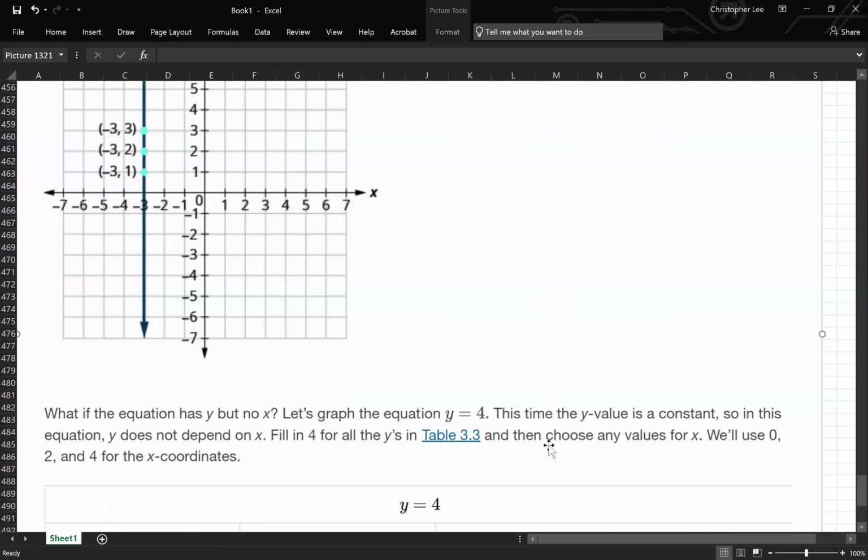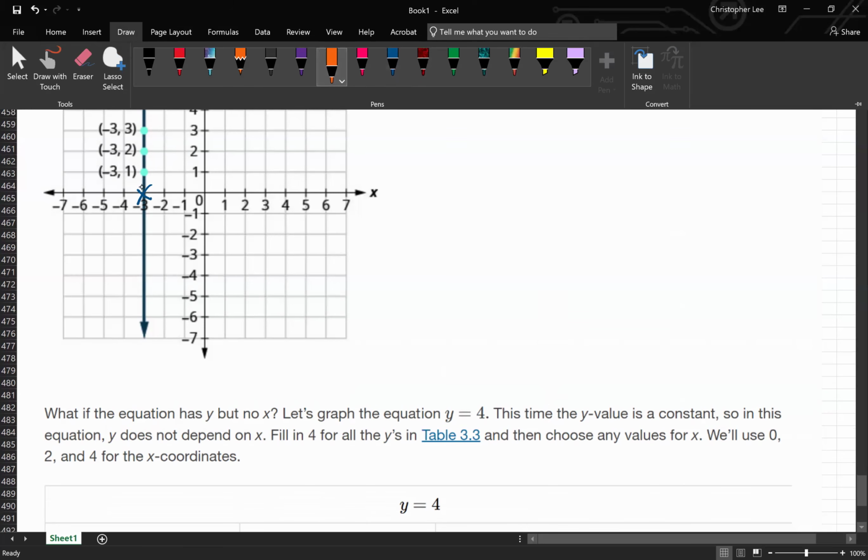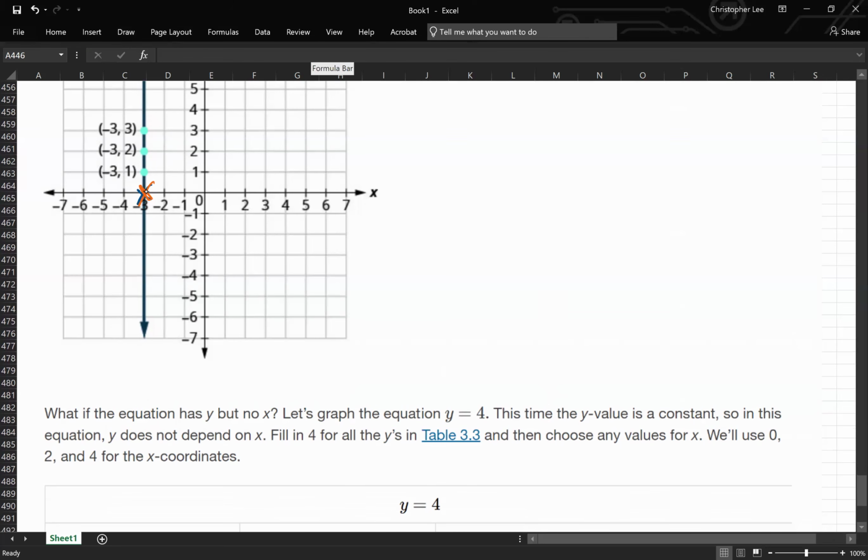You can plug in 0. You could plug in 0, -3, comma 0. That's fine. Yeah. That would be a point right here. Right? Well, on the x-axis, right? Let me do it in orange so you can see. Right? It would be on the x-axis right here. This would be -3, comma 0. That's another point. Yeah. Any y value you want, you could plug in when it's vertical like that. All right.